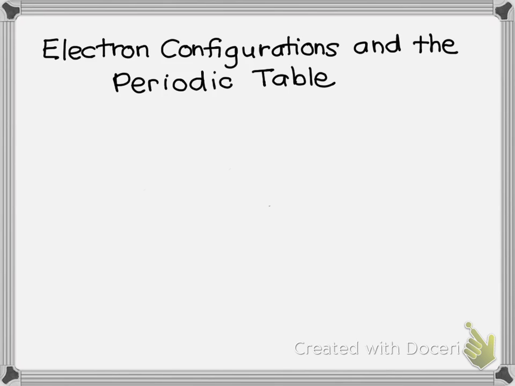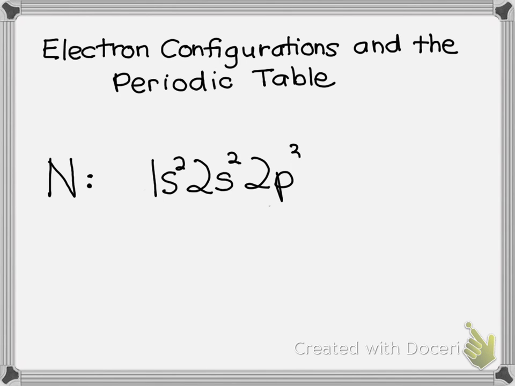So nitrogen has the element symbol N. Its atomic number is 7, and so it has 7 protons and 7 electrons. Its electron configuration is 1s2, 2s2, 2p3. So if you're asked to write an electron configuration, that's what we're looking for, that's what it looks like.